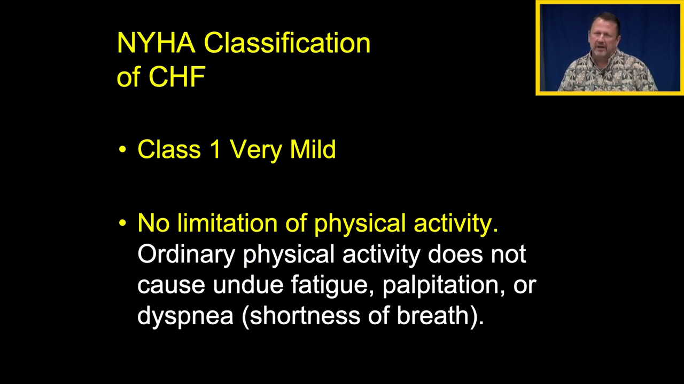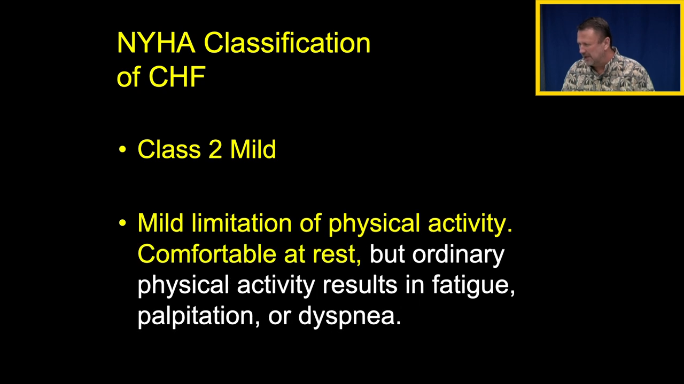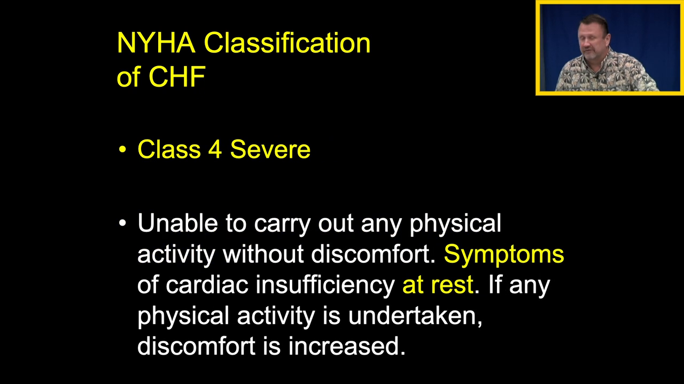A long time ago, they came up with the New York Heart Association classification of congestive heart failure, and despite this being nearly 100-year-old nomenclature, I still see it used, so we'll go through it. Class 1 congestive heart failure is no limitation of physical activity. I call this asymptomatic, very mild. I'll ask you about class 2 to class 4. We'll go to class 4 and start there.